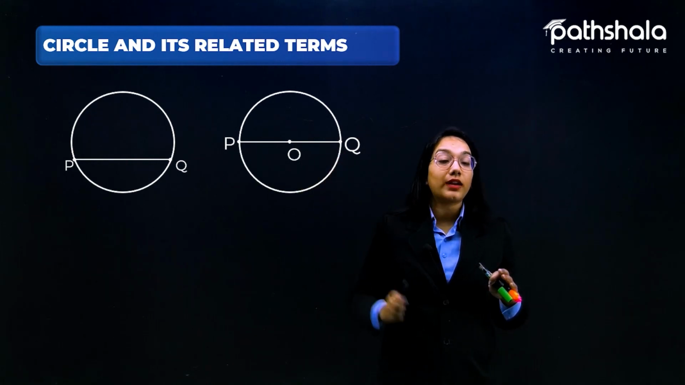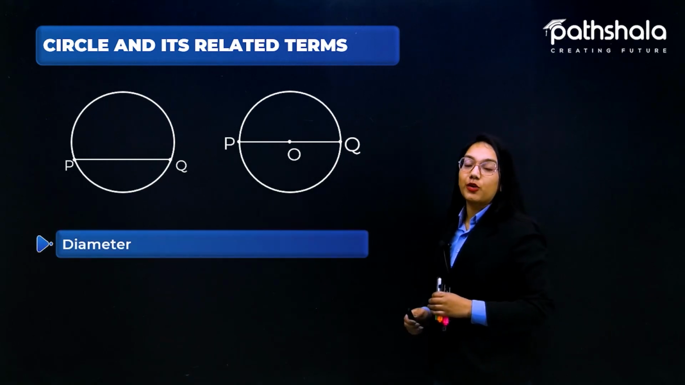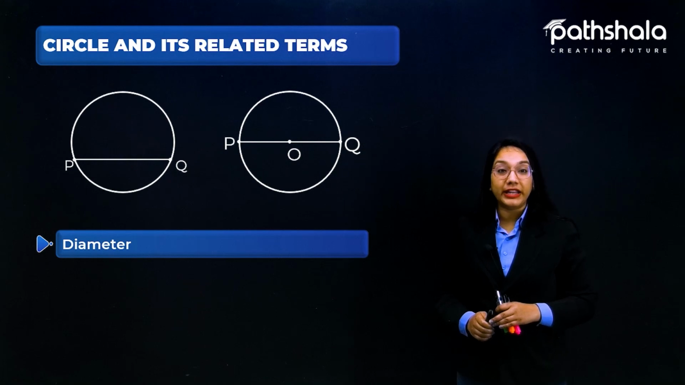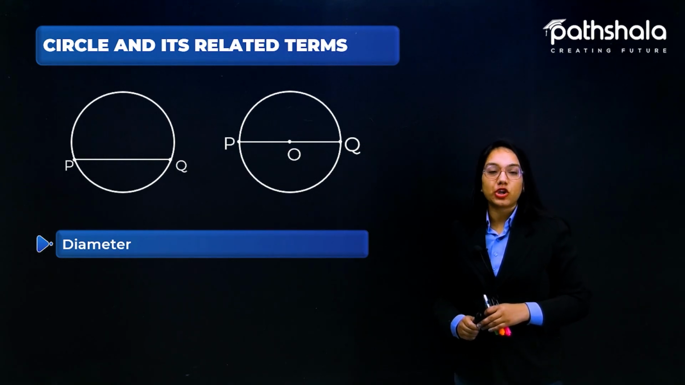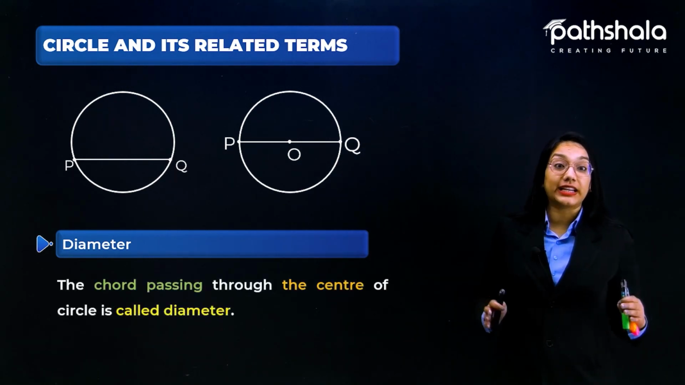So it is called a chord of a circle, but it does have a special name, which is called a diameter. We can also call this a chord, but it has a special name, which is called a diameter. So what is a diameter?